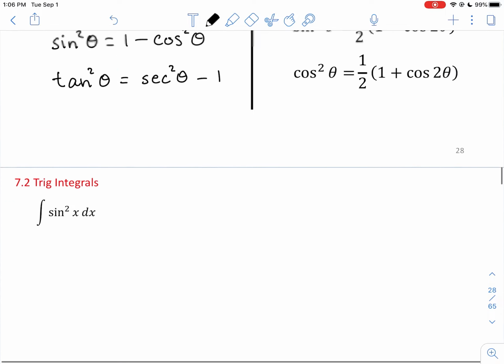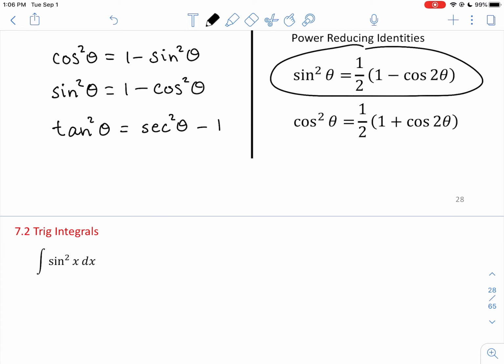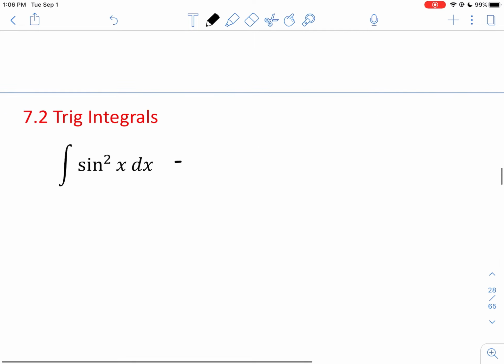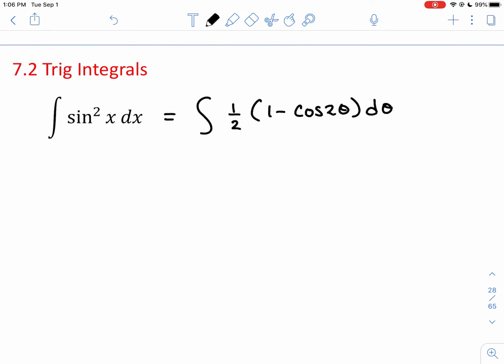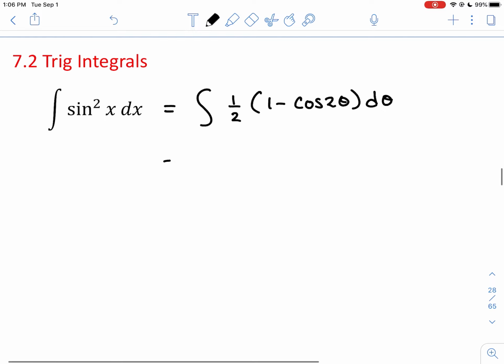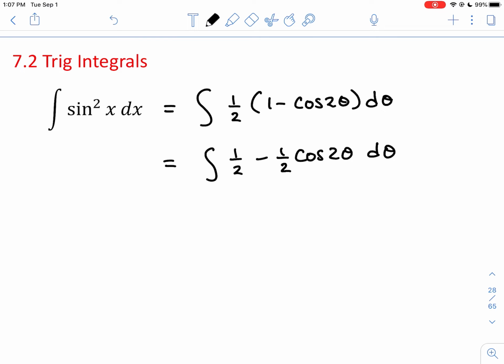Okay, the first example I want to show you is using the power reducing identity for integrating sine squared. We're going to use this power reducing identity to get rid of that square. So it's equal to the integral of 1/2 times 1 minus cosine of 2 theta. Now if you want, you could factor the 1/2 out of the integral, or you could distribute it through the parentheses. I'm going to go ahead and distribute it. So I'm going to put a 1/2 minus a 1/2 cosine 2 theta, and then d theta. Oh, I don't know why I'm writing thetas. These should all be x's.